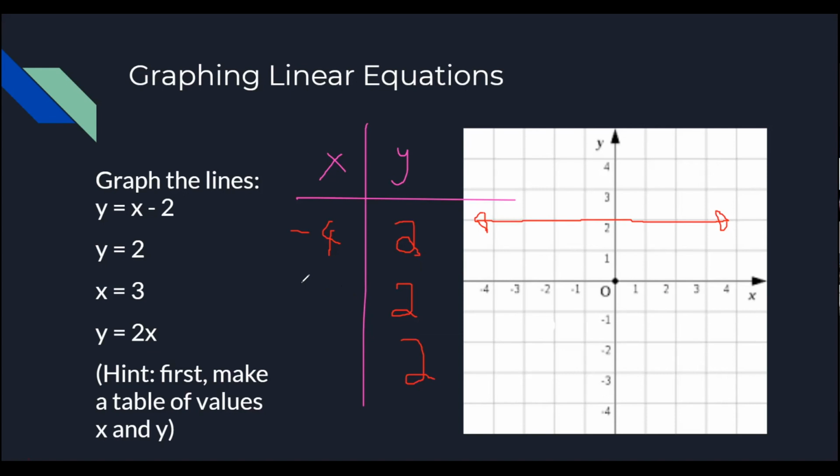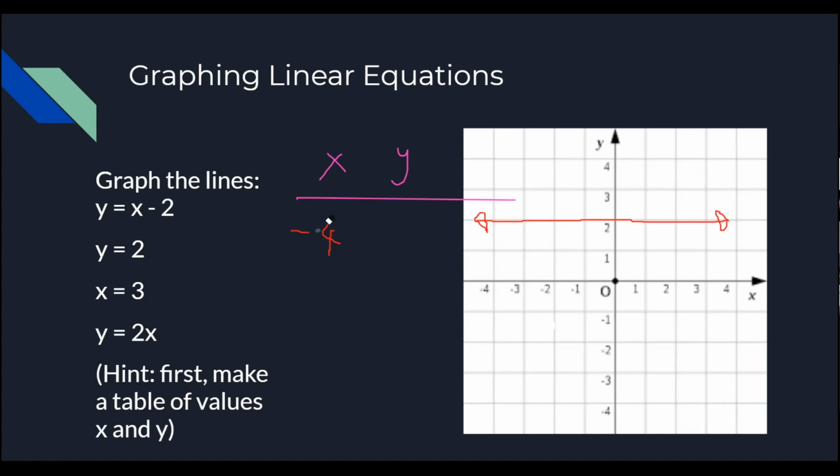Exactly. So like Mary said, x can equal -3, x can equal -2, x can equal -1. And those are represented by all these points over here. Can you guys see how that works? You have the points (-4, 2), (-3, 2), (-2, 2), (-1, 2), (0, 2), and so on, okay? So that's how you graph the first equation.